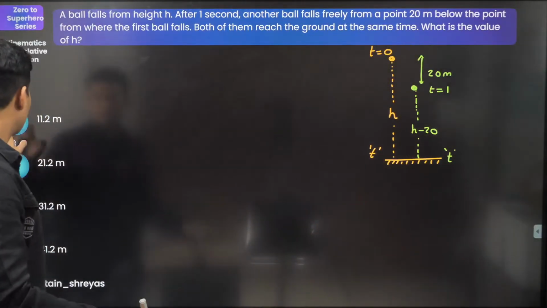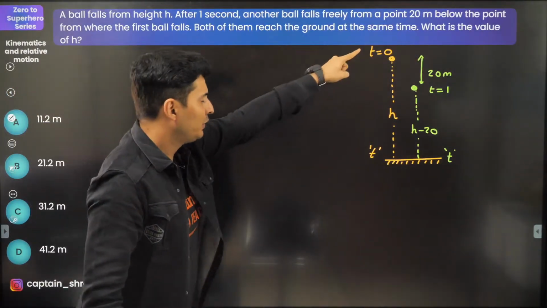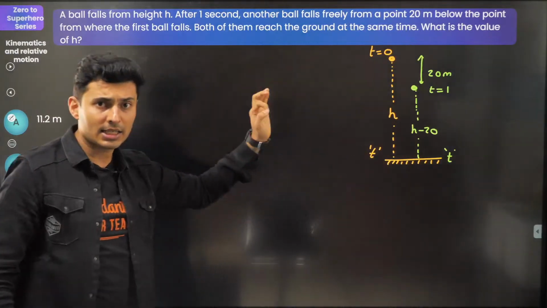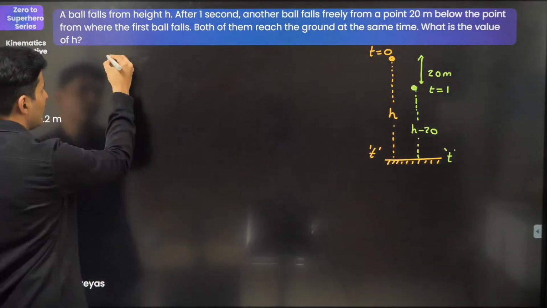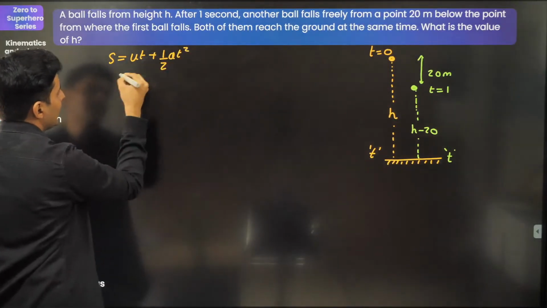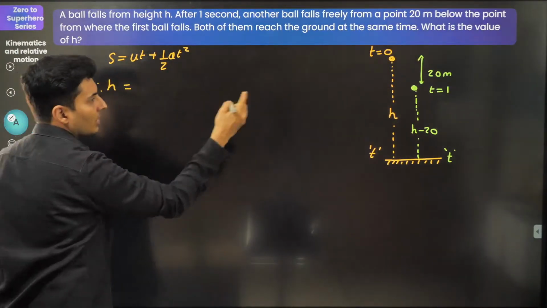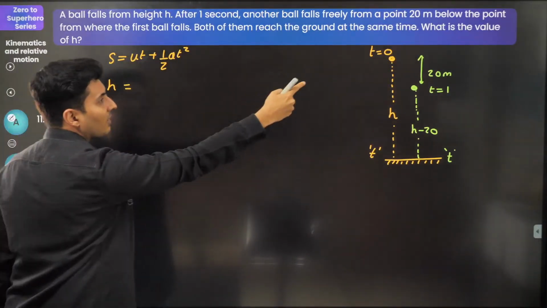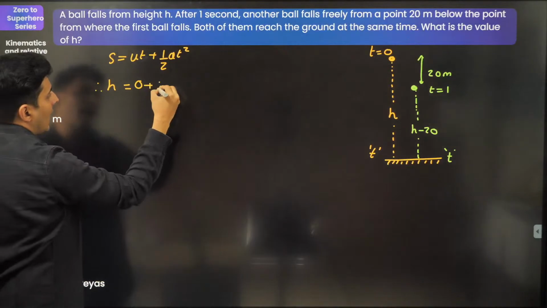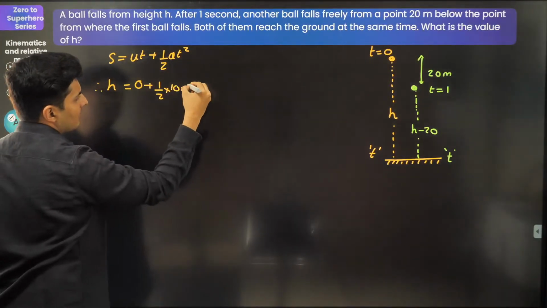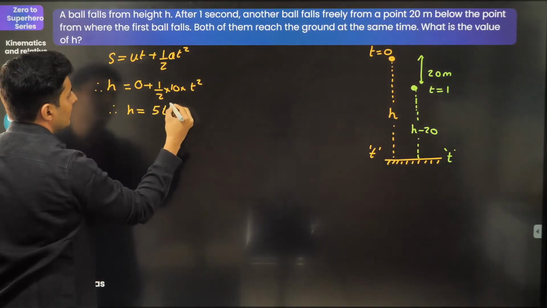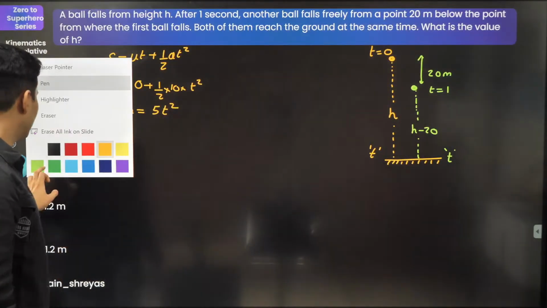Okay, let's do this part by part. If you only take this part where the ball falls by height h in time t, and I use s is ut plus half at square. S is the total height. Initial velocity, you're dropping it, so 0. Acceleration is 10, time is t, so hence h is nothing but 5t square. I'll just leave it at that.